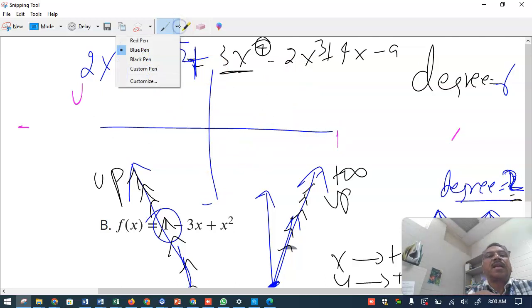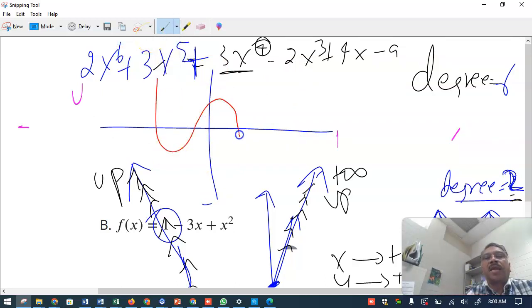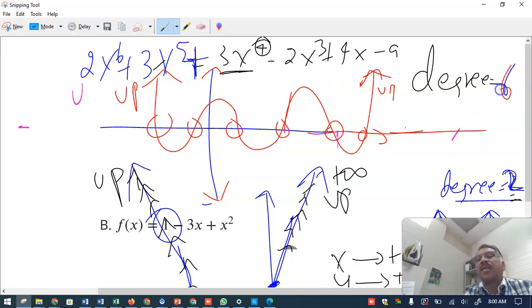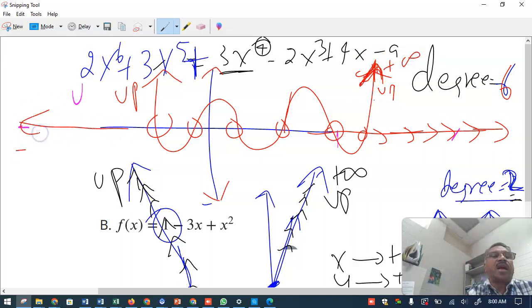So if this is the case, then the graph goes like this. Now it will be 4, but then I have to take one more turn. So 1, 2, 3, 4, 5 turns maximum, and it goes up and it goes up like this. That's it. I just wanted to show how the graph behaves for degree 6: when x becomes a very large positive number, the output becomes very large positive infinity, and if x is very large negative, then the output also becomes very large. Both sides positive infinity.